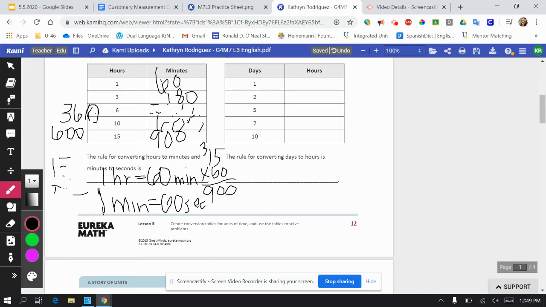All right, on to part B. How many hours are in one day? 24. In 2 days, 48. In 5 days, I'm going to take 24 times 5. 5 times 4 is 20. 120. All right, for 7, 24 times 7 equals 28, 7 times 2, 14, plus 2, 168. And then 10 times 24 will be 240.